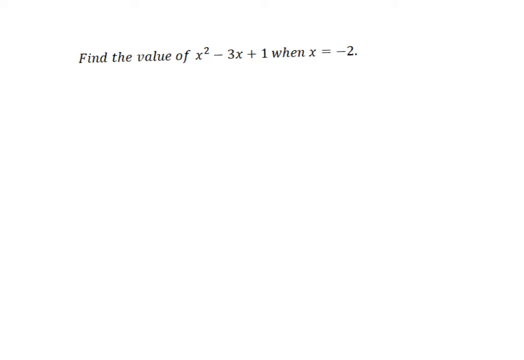All right, so in this video, we're going to learn how we evaluate a polynomial for a given value of the variable. So we have a polynomial, find the value of x squared minus 3x plus 1 when x equals -2. So the first step, step number one, we're going to substitute the value -2 in the polynomial for each x. So we have -2 here. It's going to be like (-2) squared minus 3 times (-2) plus 1, right?